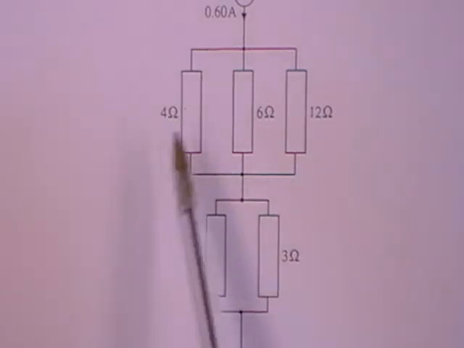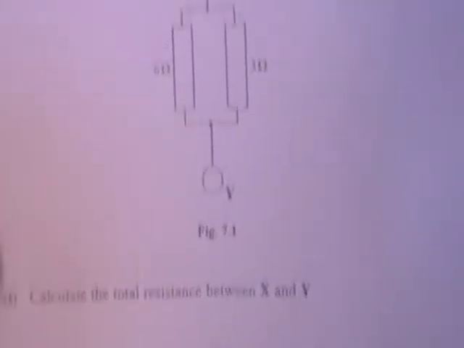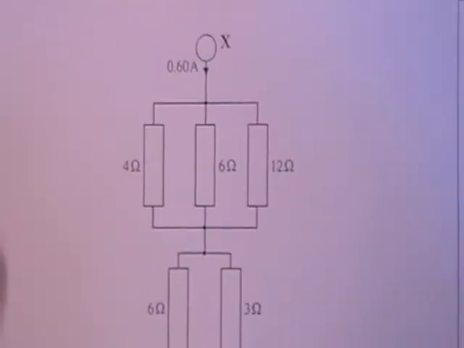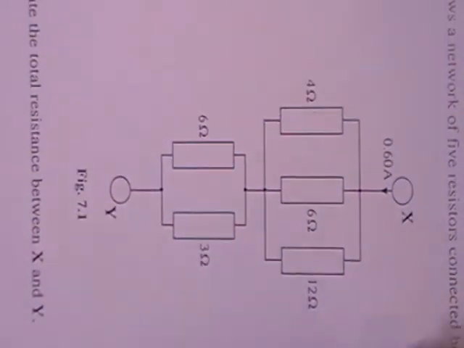Right, so you've got a 4 ohm, a 6 and a 12, and a 6 ohm and a 3 ohm. And the first question there is just to calculate the total resistance between X and Y. So I'm going to just maybe turn this on its side a minute, and we'll do this very quickly.